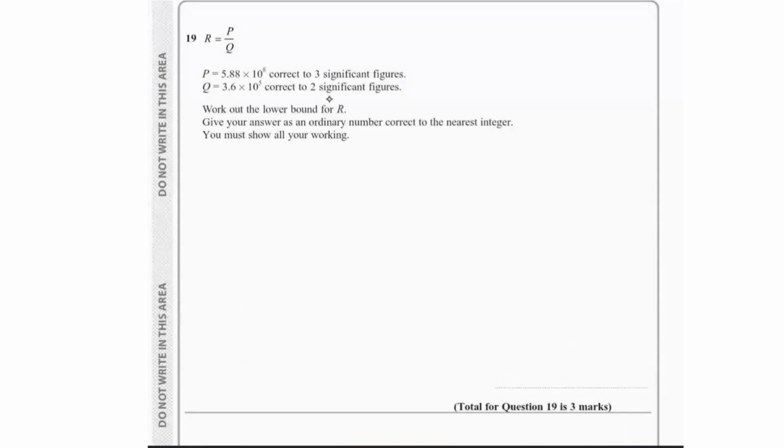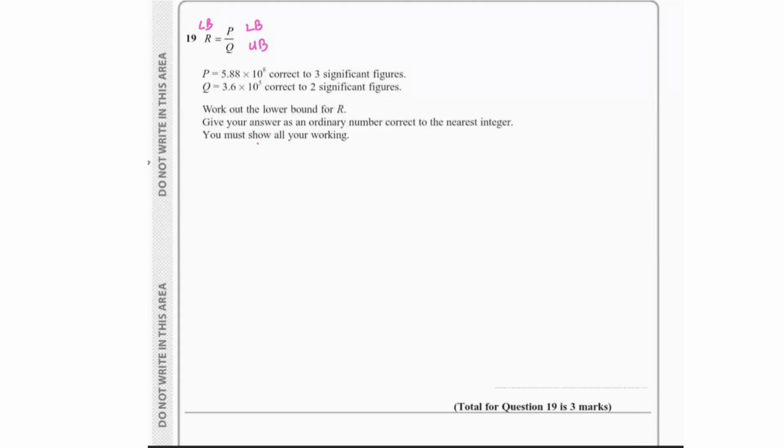So first thing, when we're talking about upper bounds and lower bounds in division, you need to remember that if we're trying to find the lower bound, that means your numerator will be lower bound and denominator will be upper bound because we need the least possible value. If it was the upper bound of R, then the numerator would be upper bound and denominator would be lower bound because we're dividing a bigger value by a smaller value, and that would give us the maximum value. So for lower bound of R, we divide lower bound of P by the upper bound of Q.